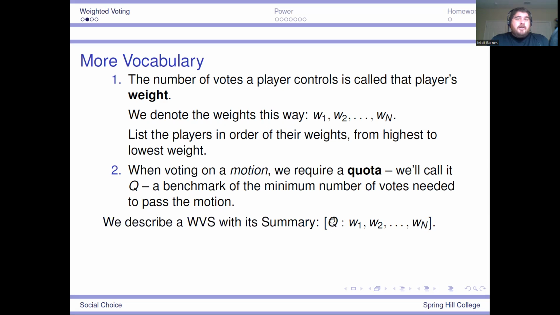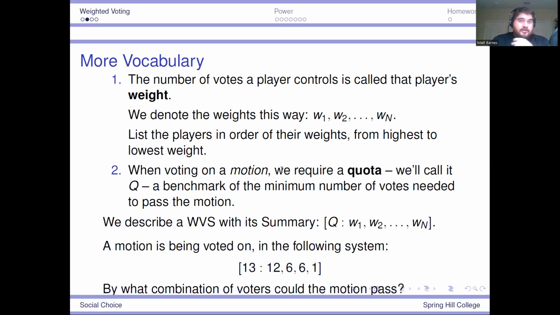We'll have whatever our quota is, whatever that goal line is we need to hit in order to pass our motion, a colon, and then we'll list out the weights, in order of the players, which is going to be from highest to lowest. So here's an example of one like that. If we have a motion in the following weighted voting system, we would need 13 votes to pass this. And we have 4 players here. One has 12 votes, one has 6, the other one has 6, and then the last one has 1 vote.